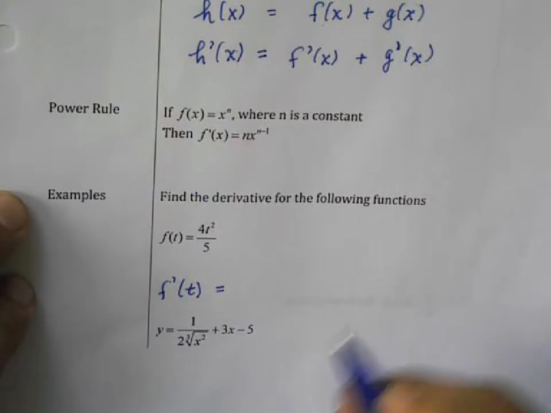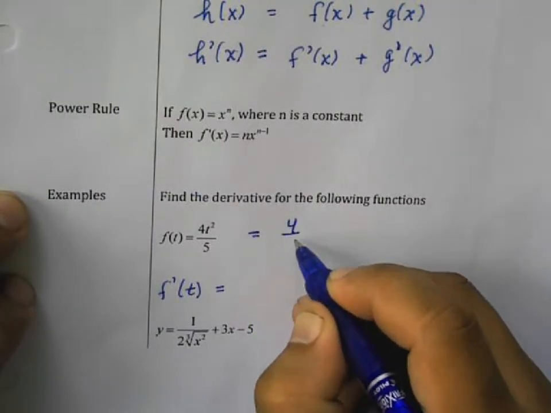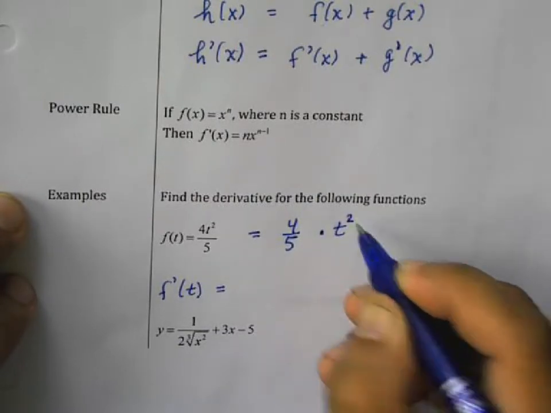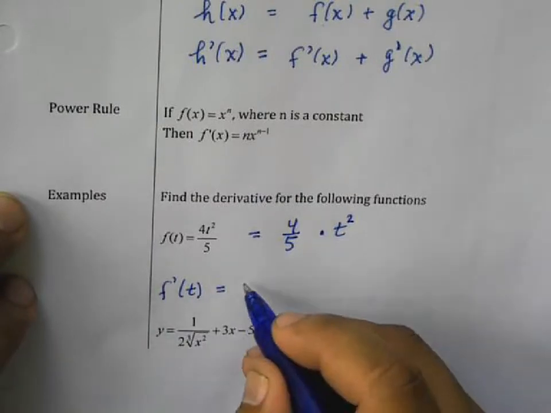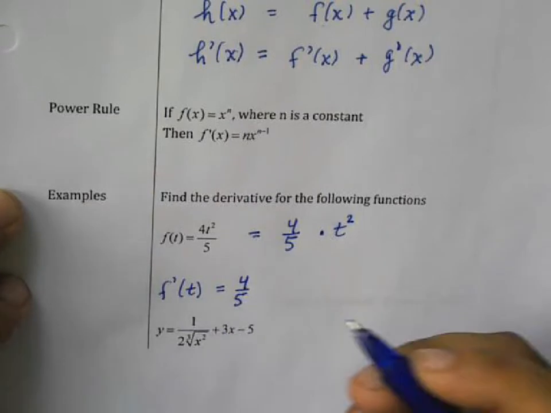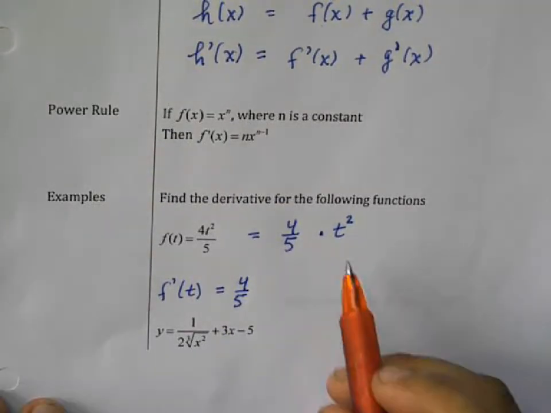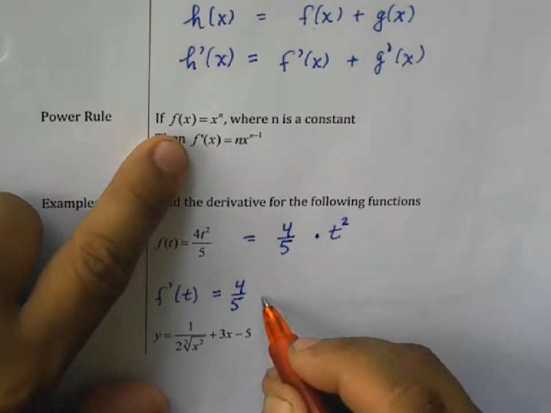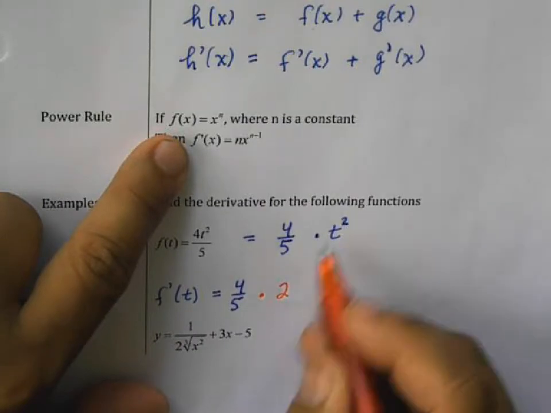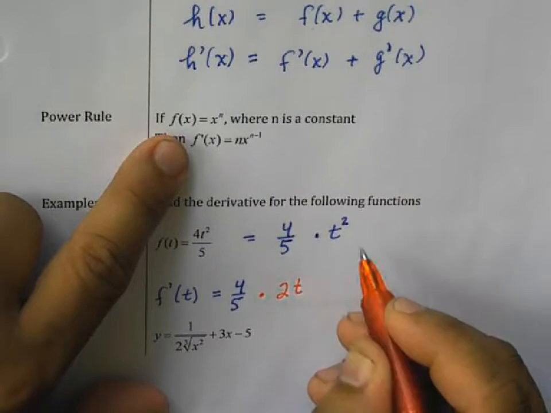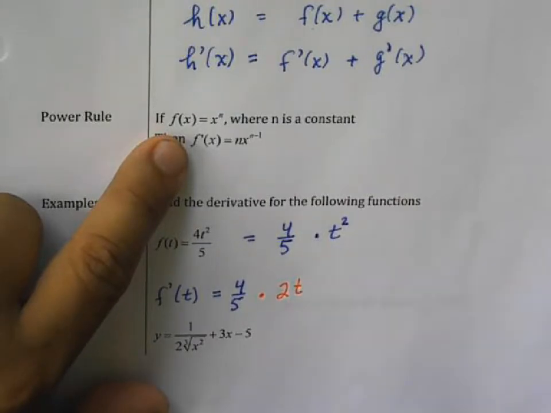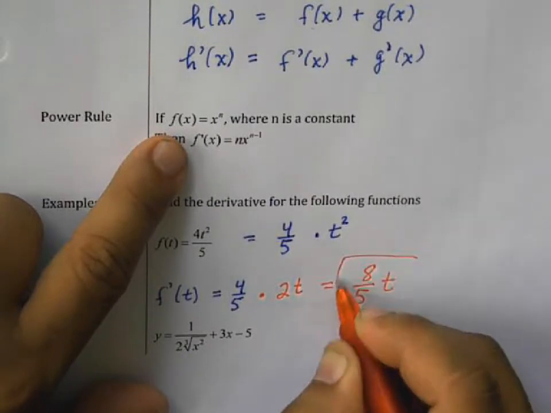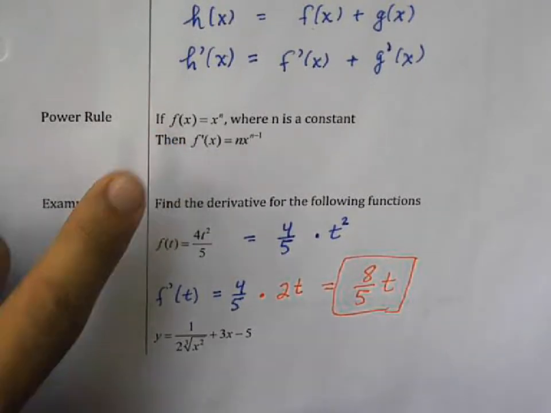But before I do that, I'm going to separate this just so it's easier to see. This is really 4/5, in other words, a constant, times t squared. Okay? So from our constant rule, we know that we can just pull the constant out here in the derivative and figure out whatever is the derivative of t squared. Using the power rule, we know that the derivative of t squared is just going to be 2, bringing the 2 down to the front, t, and then subtracting 1 from the power. So 2t to the first. So this simplifies to 8/5 t as our derivative.